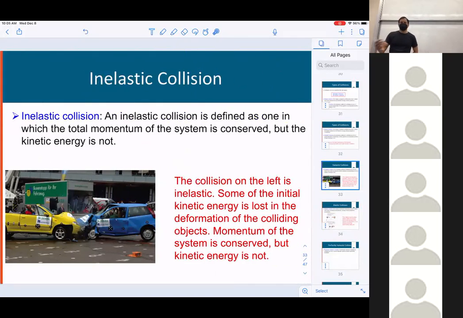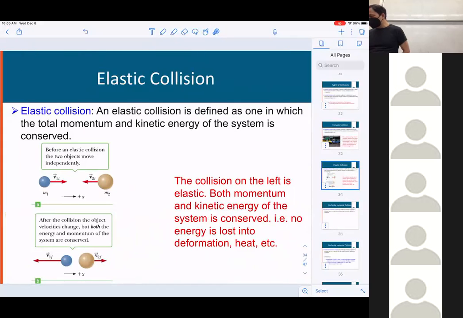And you can see here, this picture is an example of an inelastic collision. That's because a lot of the energy in the collision went into deforming the cars, into heating up things and so forth. So it has not all gone into kinetic energy of the final particles. And so therefore that is an example of an inelastic collision.